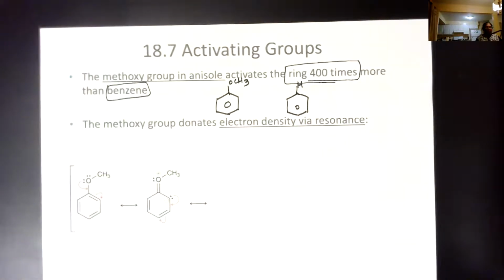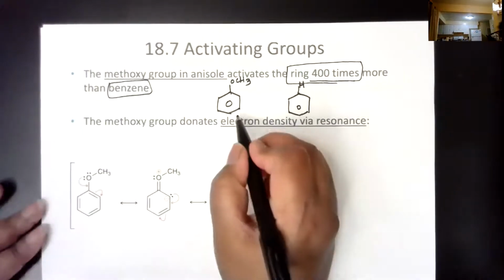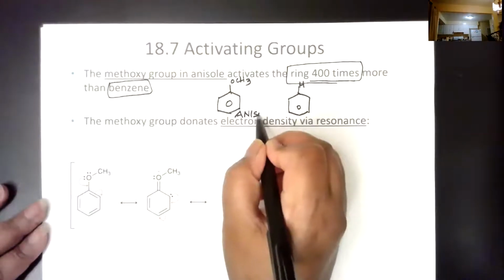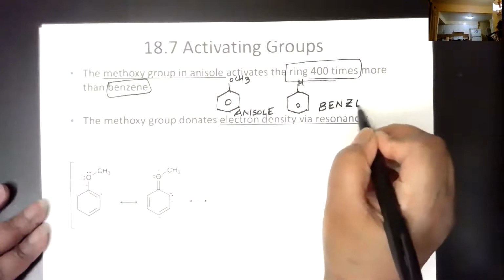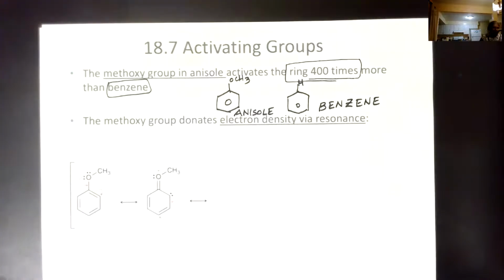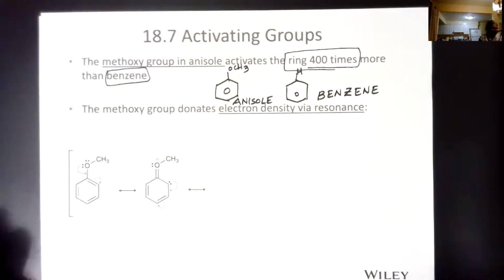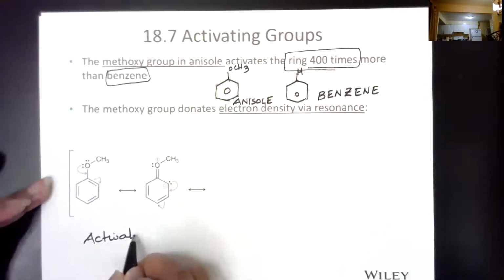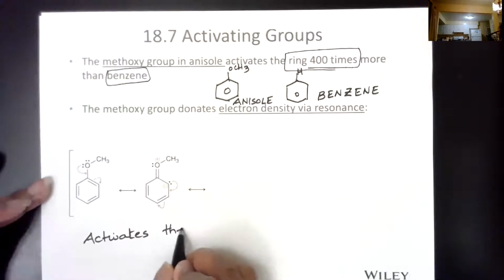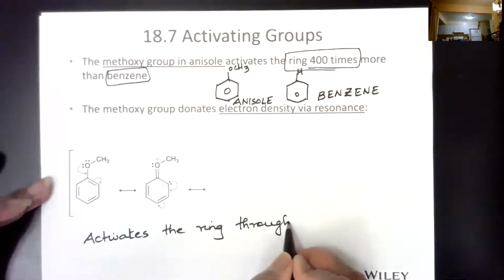Then the methoxy group, or the anisole compound, reacts 400 times faster than benzene. The methoxy group delivers electron density via resonance. Okay, so how does the methoxy group activate the ring? It activates the ring through resonance.